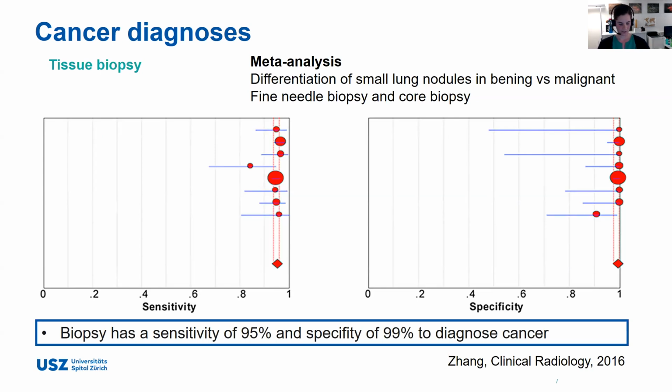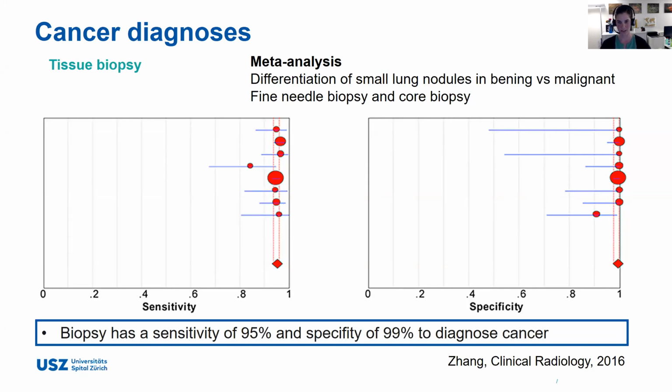For cancer diagnosis, certainly tissue biopsy is the gold standard. And here is a meta-analysis for the differentiation of small lung nodules into malignant versus benign. It includes fine needle biopsy and also core biopsy, and it shows a very high sensitivity of 95% and a high specificity of 99% to diagnose if it's cancer or not. So this should be the sensitivity and specificity, the performance of the model we should also aim for with imaging parameters.